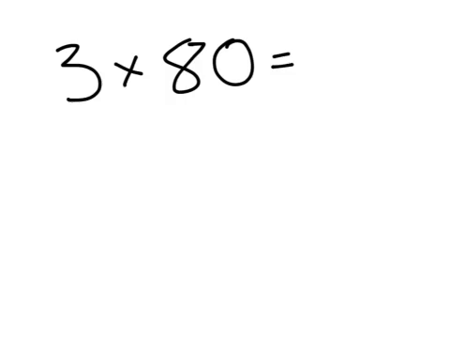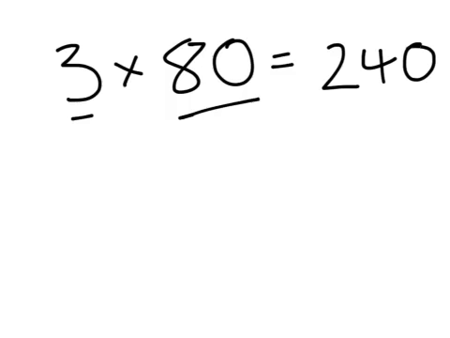Okay, I hope you paused it. Let's work it out together now. 3 times 8 is of course 24, but it's really times 80, so it's going to be 240. And once again, it's because there's 1 zero in the question, there better be 1 zero in the answer.